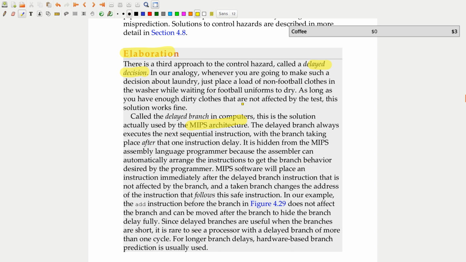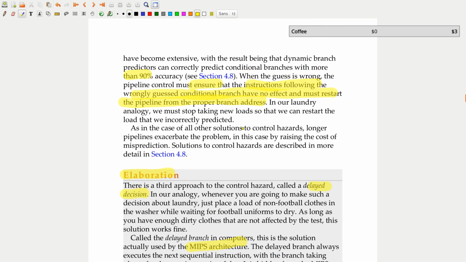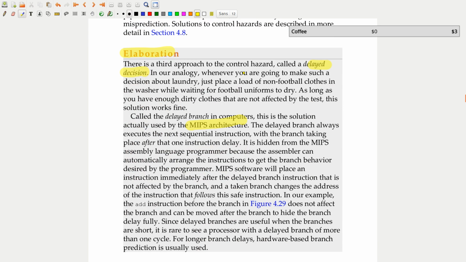So called a delayed branch in computers, this solution is actually used by the MIPS architecture. So this is the idea that if we can find other work to do while we're still trying to figure out what we're supposed to do, then oftentimes this can be a good alternative. But most of the time, we do dynamic branch prediction.